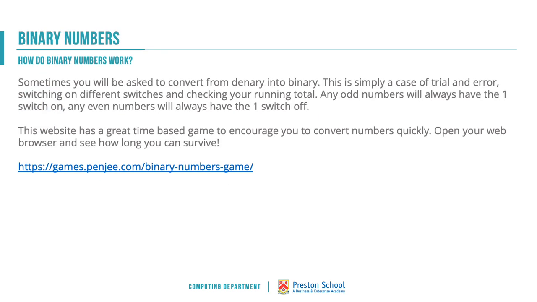The other thing that we need to do is to be able to convert the other way round. So we're given a denary number, 112, and asked to write down the binary for that. Well, that's going to involve some trial and error. Which switches, which numbers need to be on to add up to 112?